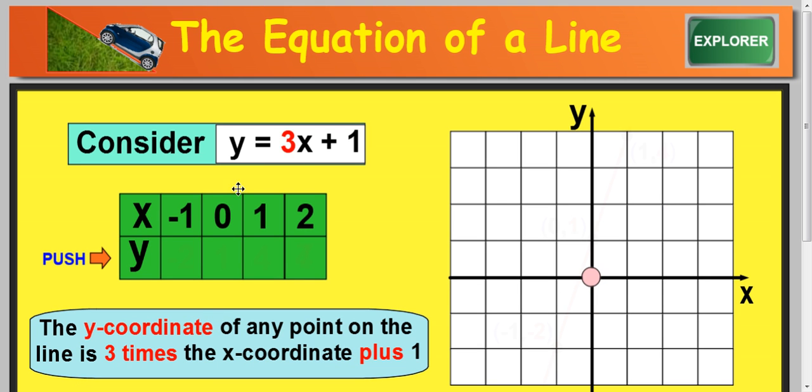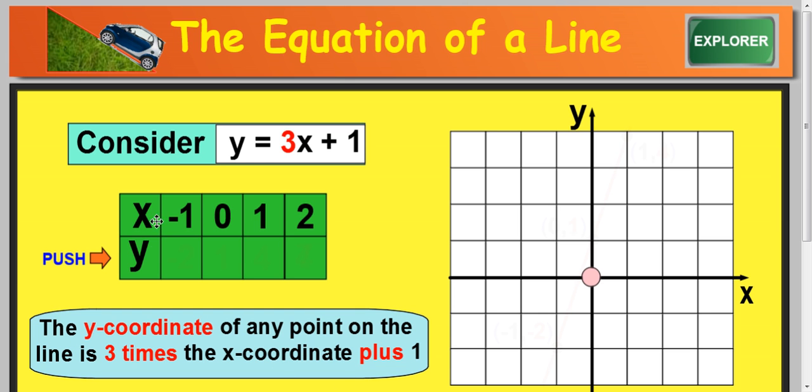Okay, I'm going to move on to a slightly more complicated equation. In this equation, we're going to do exactly the same thing. Same table of values, but the equation this time is y equals 3x plus 1. So to get the y coordinate now, given these x values, you have to times the x value by 3 and then add 1. Here's a written description of what's happening. The y coordinate of any point in the line is 3 times the x coordinate plus 1.